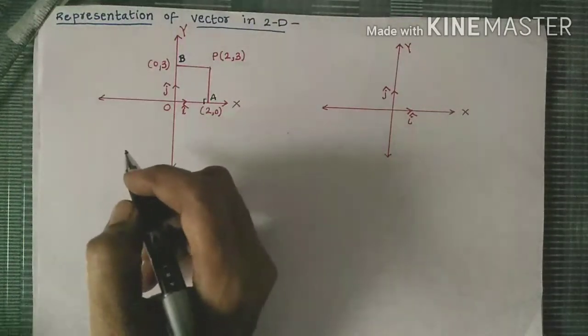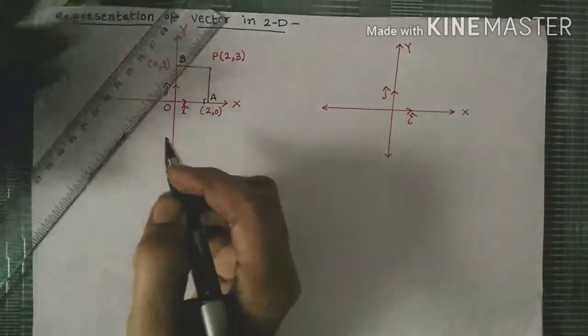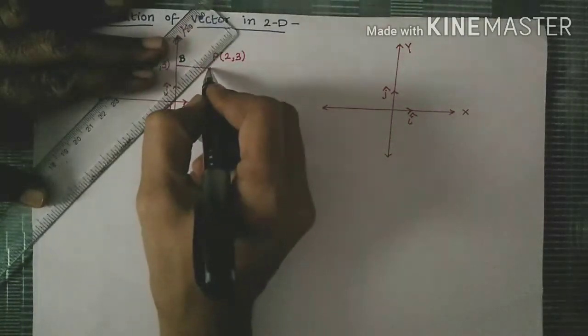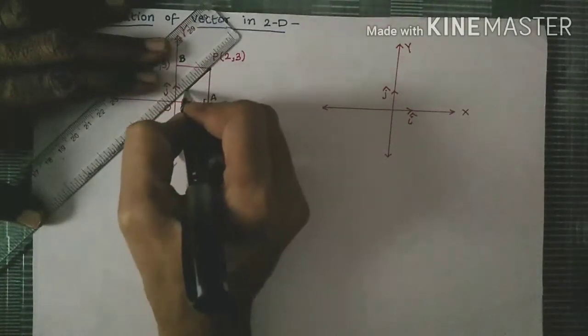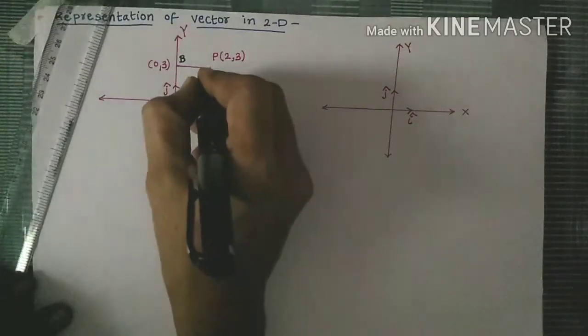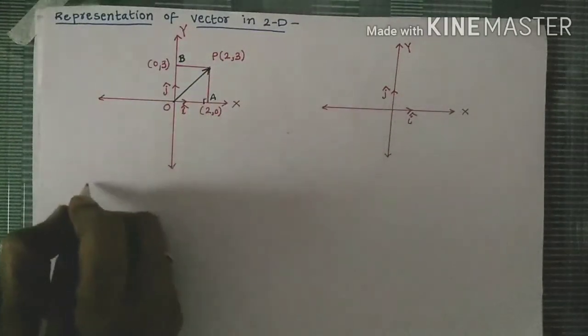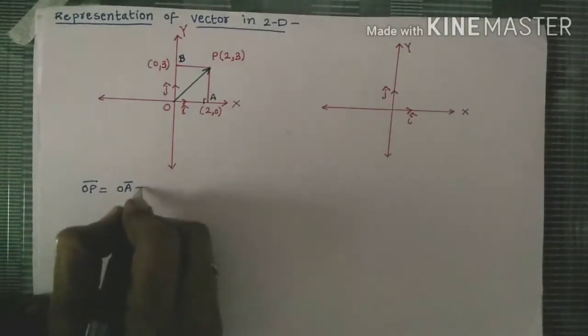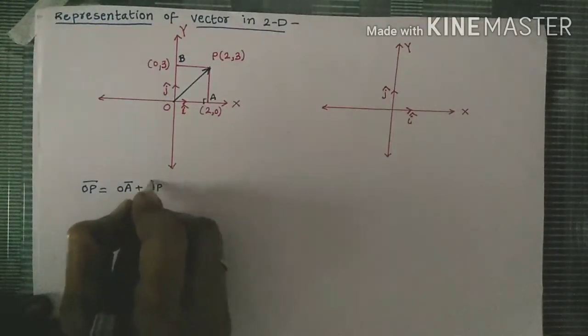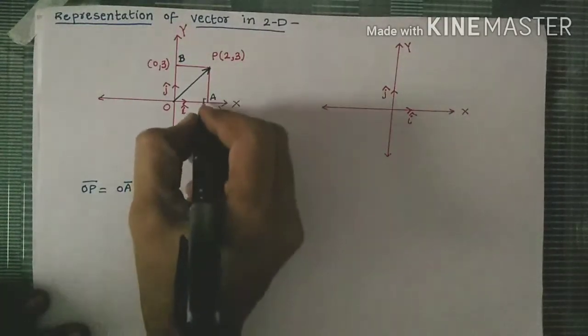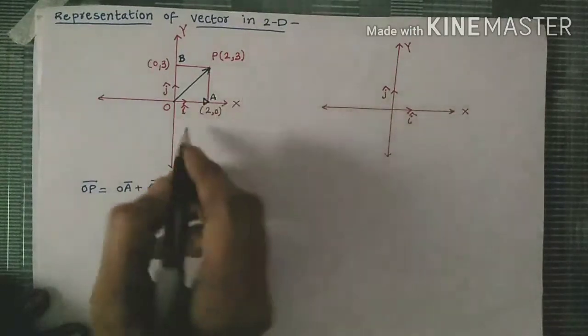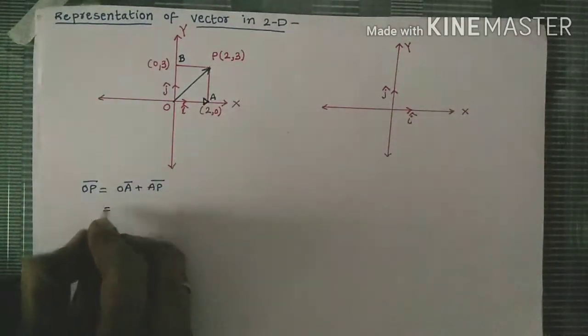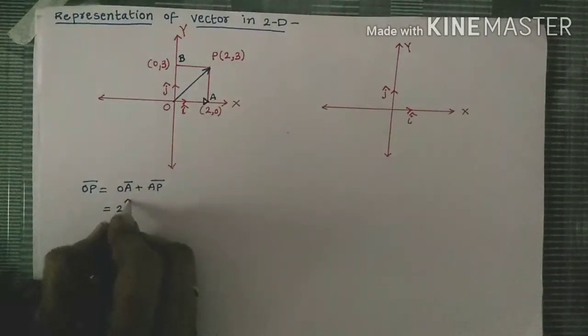So let's draw OP and let's find position vector of P. Now position vector of P is OP bar. So OP bar equal to OA bar plus AP bar. Now OA bar is along i cap and length OA is 2, so OA bar is 2 i cap.